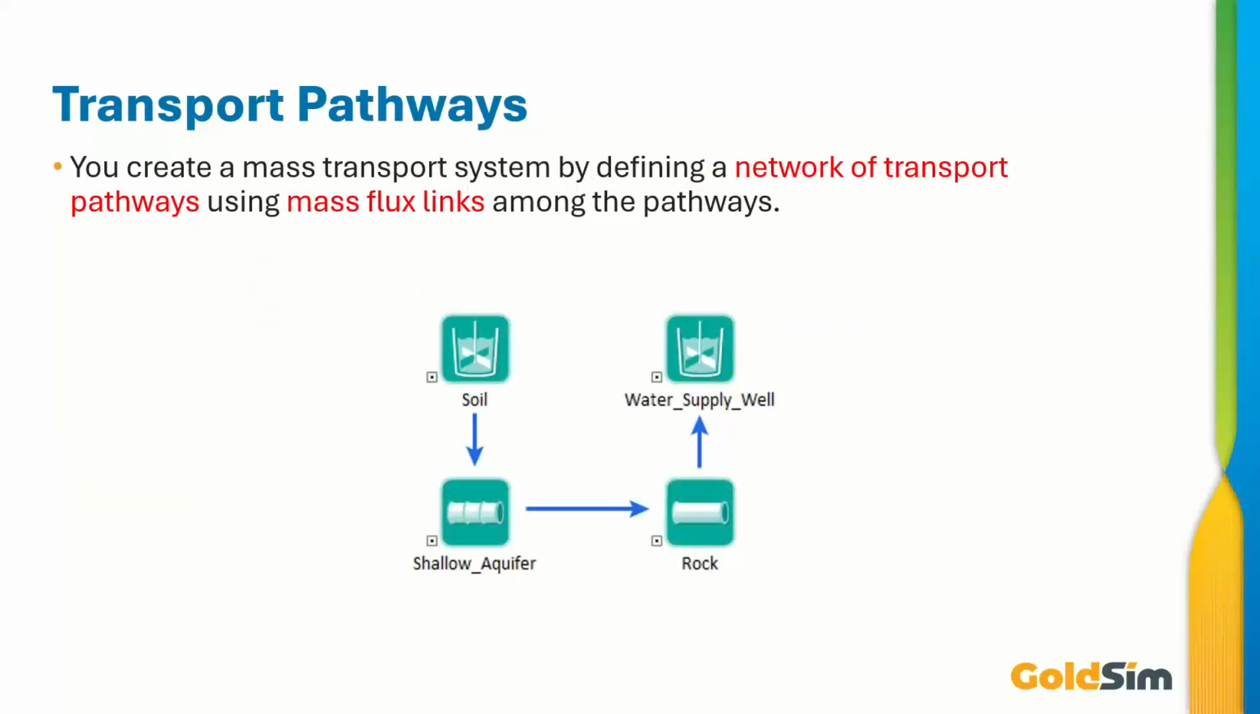And we build a model by just connecting these transport pathways together. Very straightforward. Here's a model where we have some soil, moves into a shallow aquifer, then to a rock, and then up to a water supply well. And each one of those represents a different transport pathway. And there's processes that move mass from one pathway to another. Most commonly, it'll be advection. We're going to move water from this pathway to this pathway. But we also can have other types of mechanisms. For example, diffusion. Sometimes in some systems, diffusion can be important. And so mass moves between pathways via diffusion.